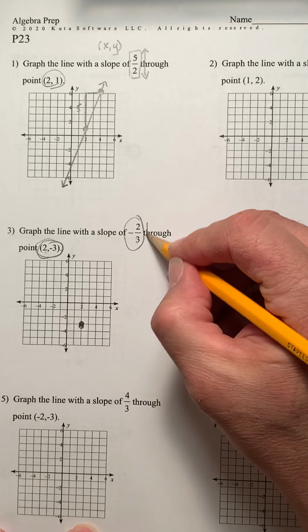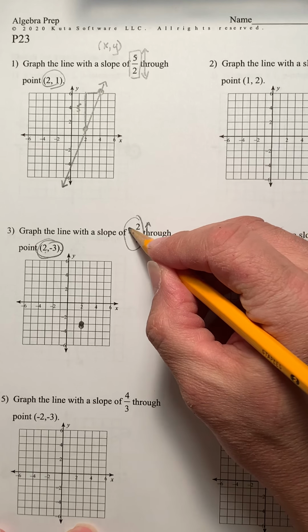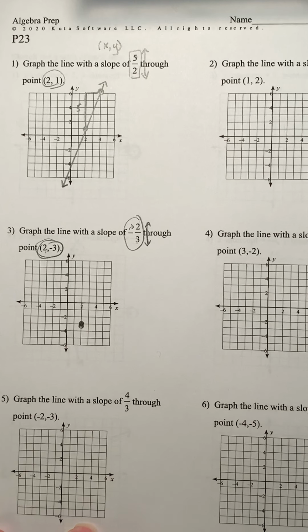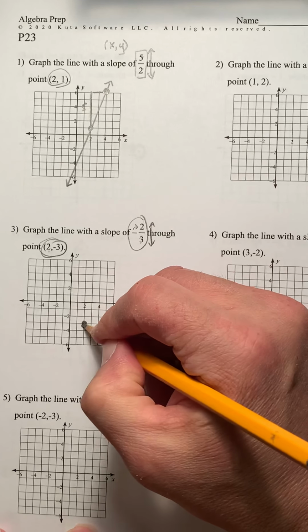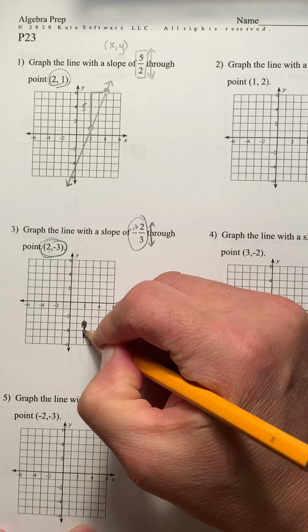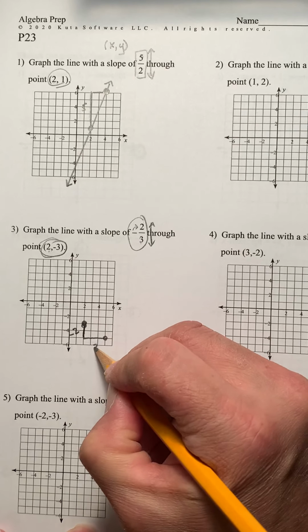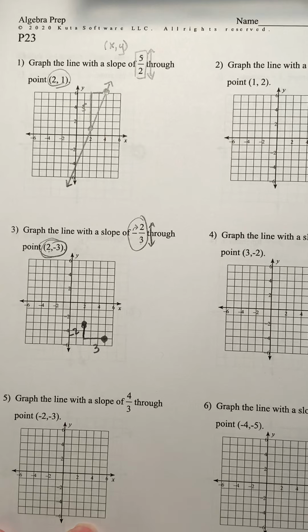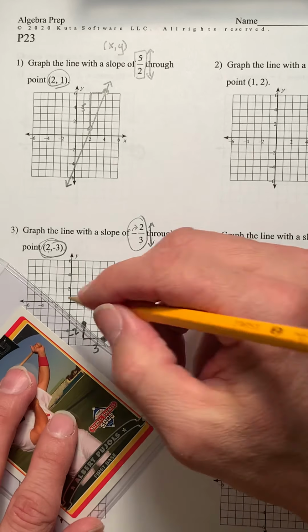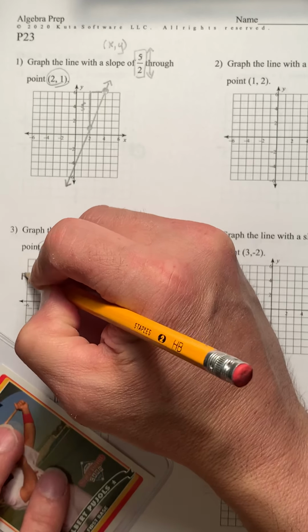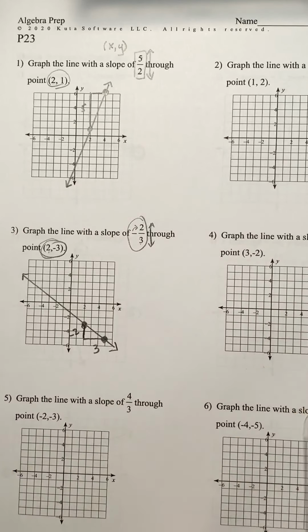Now I'm going to do my slope. My slope tells me to go up and down first. Keep in mind, I like to give my negative sign just to the top number. Way easier to deal with it if you always give it to the top number. So this is a negative 2, which means when I rise, I actually go down 2. So I'm going down 2, and I'm going to go to the right 3, and I find my second point. And then I bring in my straight edge, connect the 2 points, go edge to edge. Arrows are off the grid, and I have my line.